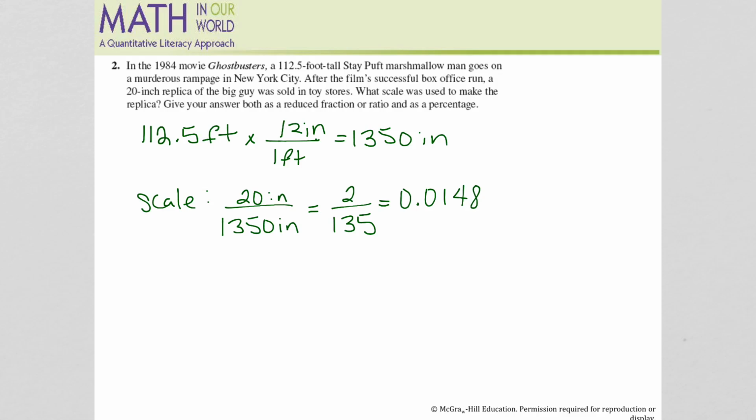So a decimal would be 0.0148, and as a percent, move the decimal over, 1.48%.